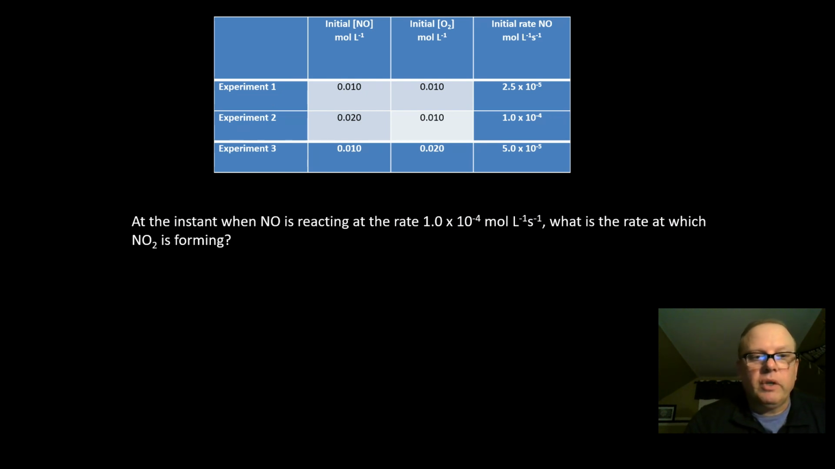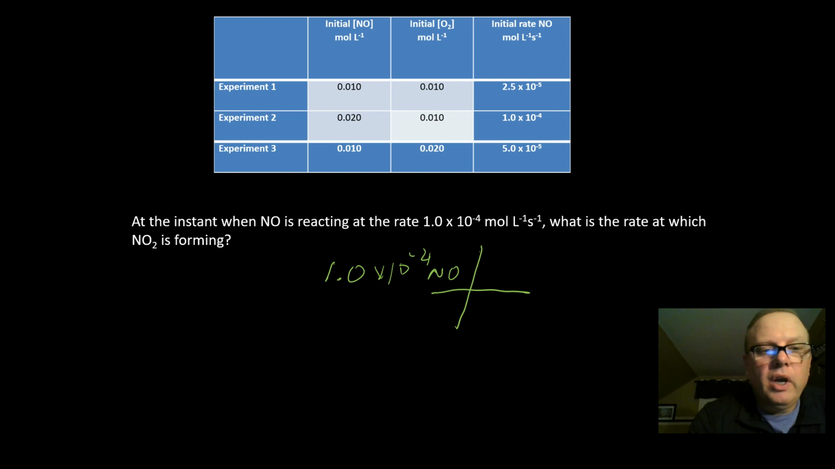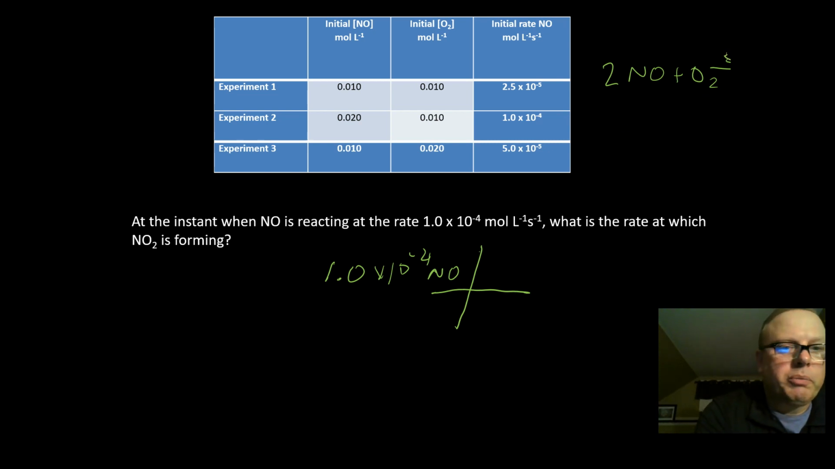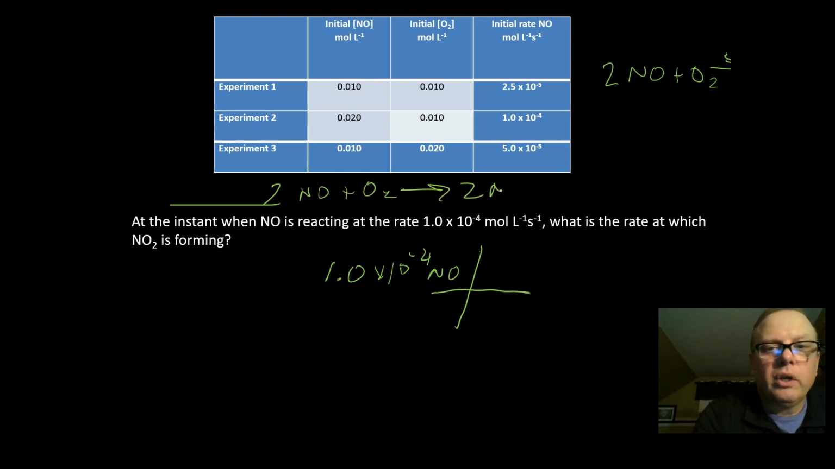Now, the last part here was just a simple add-on. It's a relative rate. So you've got this rate that's 1.0 times 10 to the minus 4, and this is for the nitrogen monoxide. Because it's a relative rate, think of the reaction as 2 nitrogen monoxide plus O2 yields 2 nitrogen dioxide. We're simply going to use the coefficients here, this coefficient 2 and this coefficient 2, and that's going to let us solve this. So it's a relative rate problem.